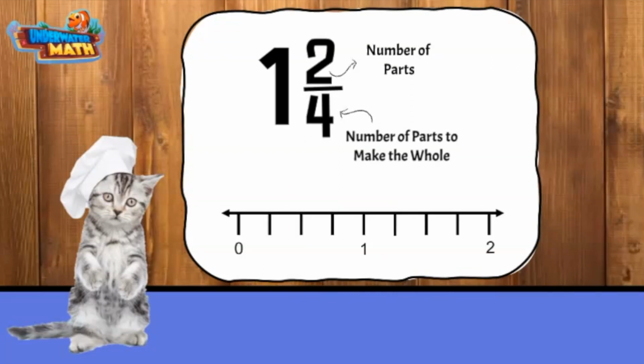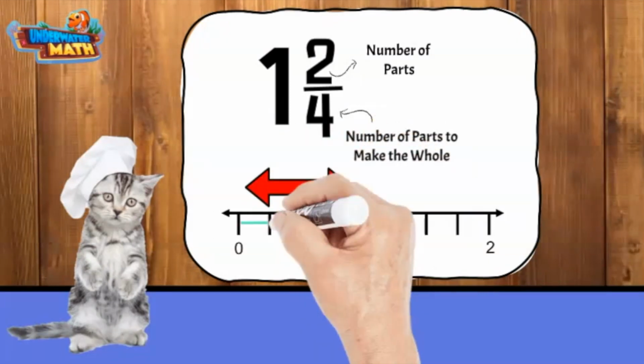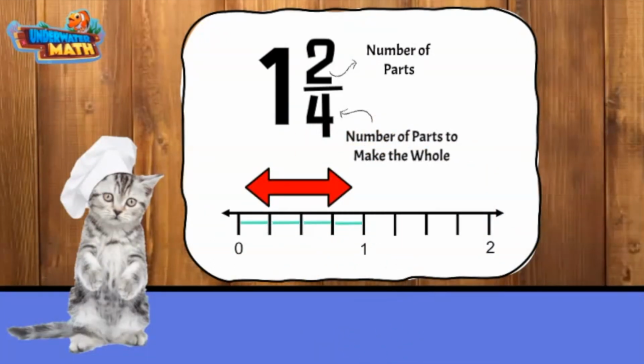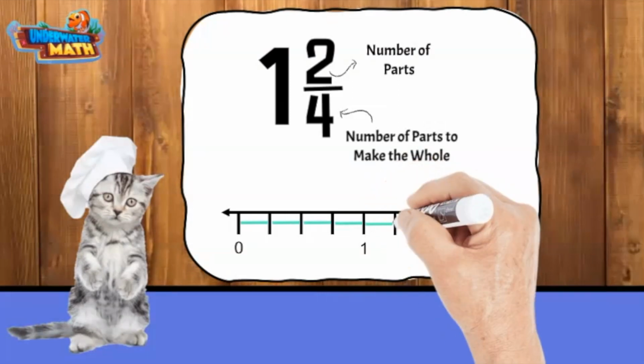Fractions larger than 1 can also be represented. Here is the fraction 1 2/4. The denominator represents the number of parts it takes to make the whole. From 0 to 1 there are 4 tick marks. This represents 1 whole. Now we need to go 2 more fourths.